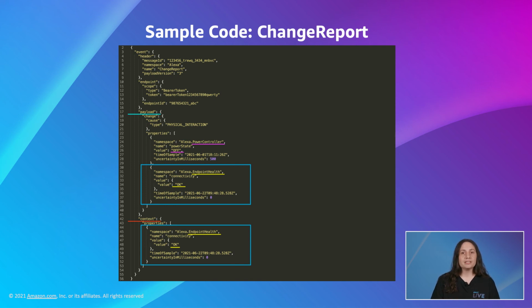Now we can see that the device is online through endpoint health, which is highlighted in yellow. What doesn't make sense, though, is to see endpoint health reported as well in the context. So did it change or not? If it's in the payload, it means that it's a new event, that the device is back online. But if it's in the context, it means that the device was already reported online before and nothing has changed. So seeing it both in payload and context doesn't make any sense. Alexa cannot make a decision, and she will be ignoring the change report.